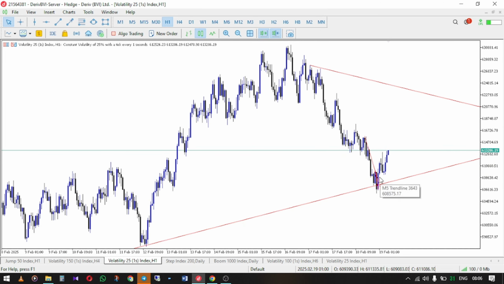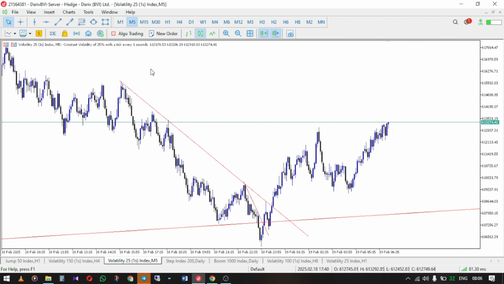So on the 1-hour time frame, it kept selling to the downside. The moment price got to this trend line, what did I do? I switched to my 5-minute time frame, right? I switched to my 5-minute time frame, and I was looking for entry, right?